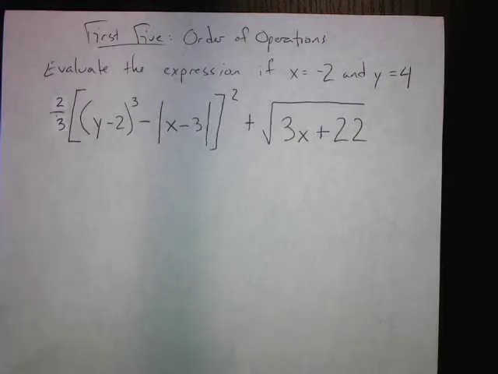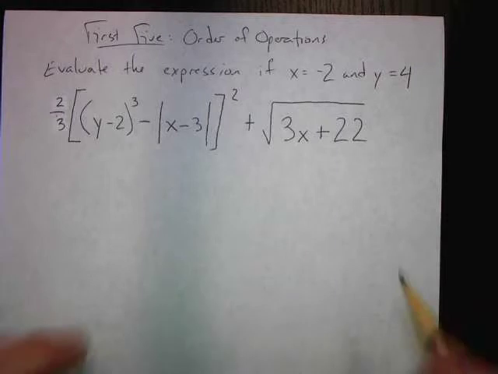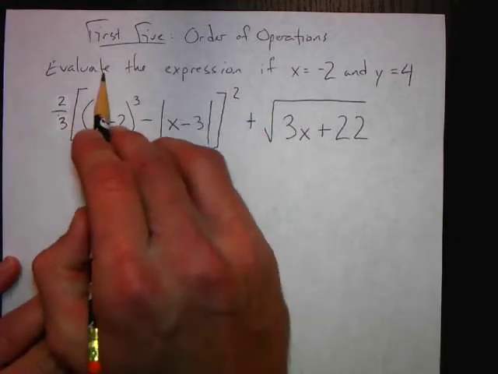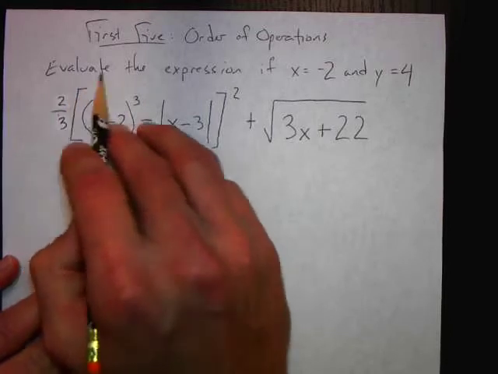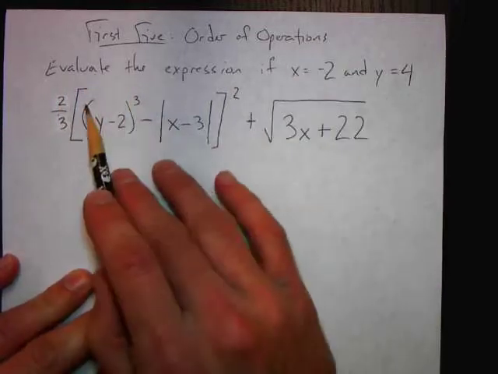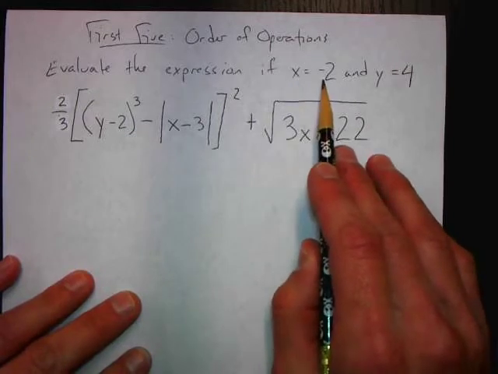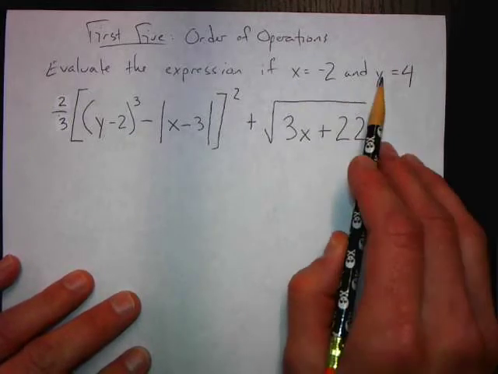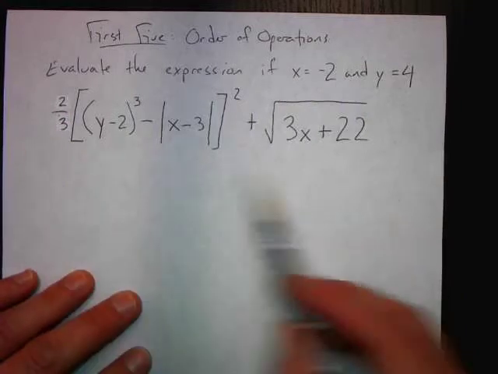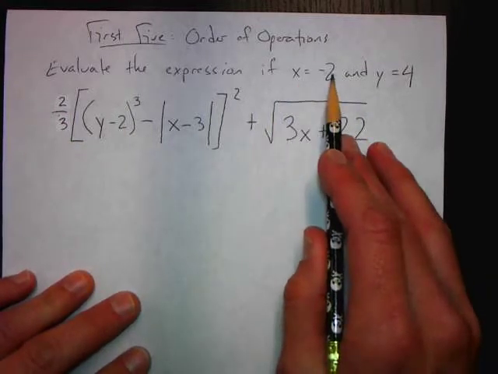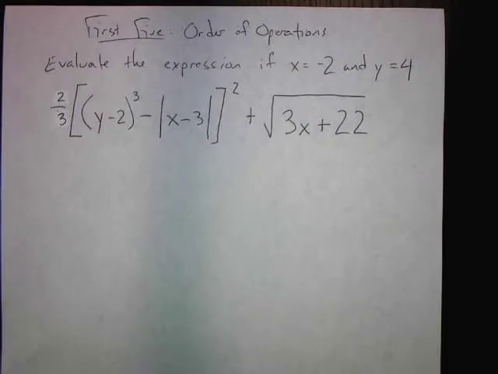operations. In the first two videos that we had with fractions, I was giving the instruction evaluate. And I'm still giving the instruction evaluate. However, we're going to evaluate this expression if we know some pieces of information, if x is negative 2 and y is 4. And so I have this crazy looking thing, but I know that x is going to be negative 2 and y is going to be 4.